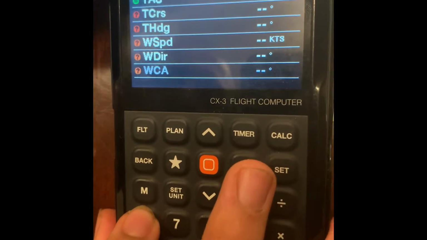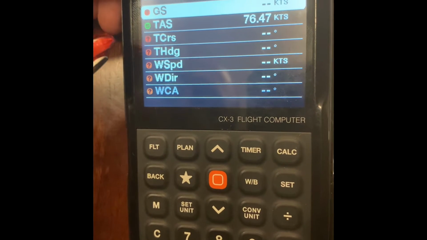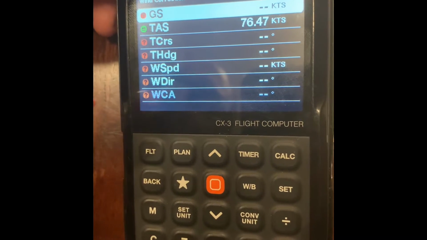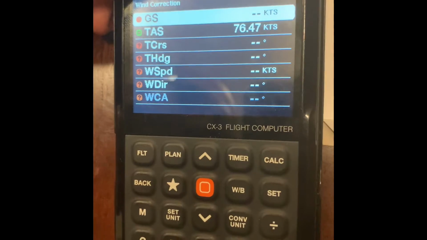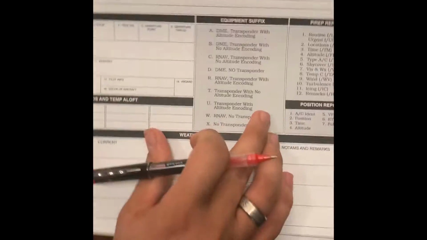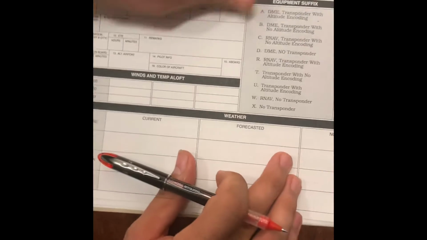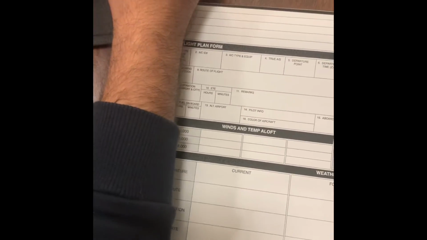Okay, so we're trying to look for our ground speed, true heading, and how much is the difference between that to correct for it. Before we get to that step, we need to get our wind and temp. So we have a nice place here to do our notes, and we can do our wind and temp here. So we're gonna start here to find out our temperature.